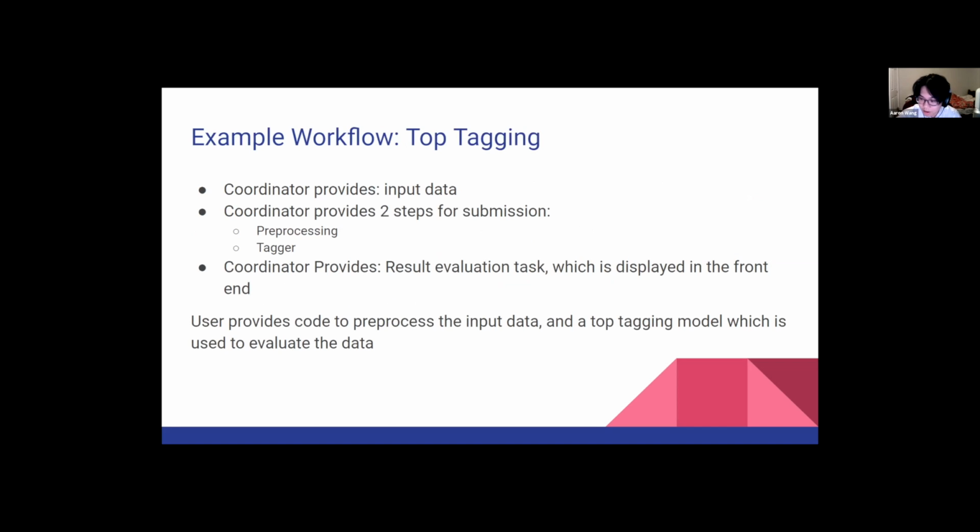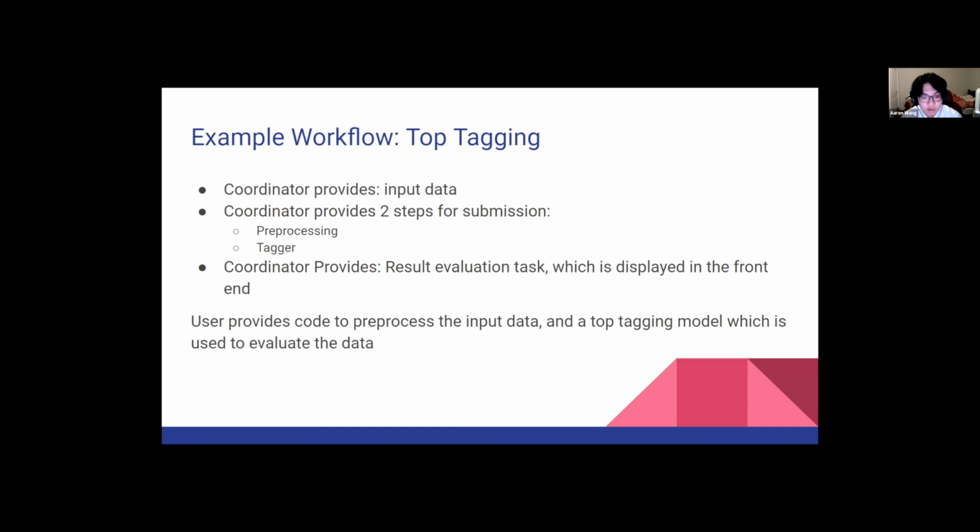So for example, in the top tagging example, the coordinator would provide the input data. In this case, this would be the validation set for the top tagging data set. And then the coordinator provides two steps for the user to submit. That would be the pre-processing step, so their pre-processing code, and their tagger, which is their already trained top tagging model.